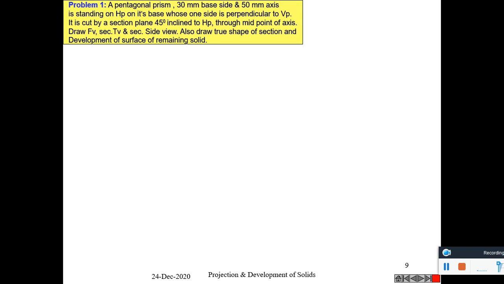A pentagonal prism, 30 millimeter base side, 50 millimeter axis, is standing on HP on its base, whose one side is perpendicular to VP. It is cut by a section plane 45 degree inclined to HP through midpoint of axis. Draw the front view, sectional top view, sectional side view. Also draw the shape of section and development of surface of remaining solid.